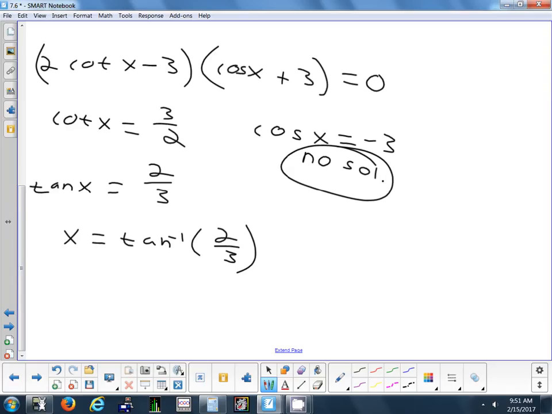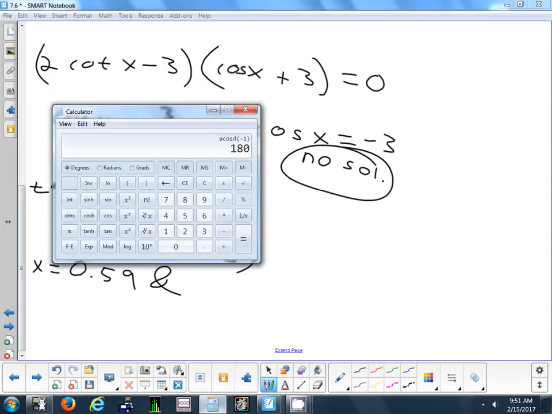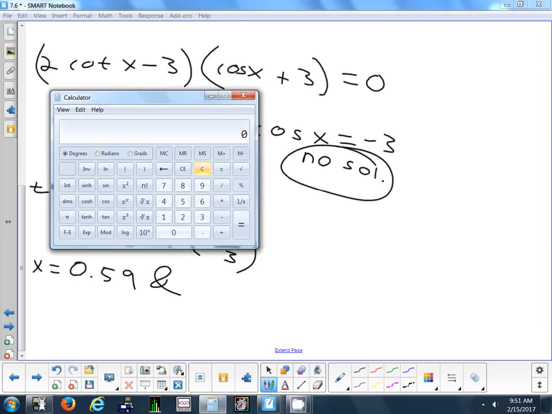Right? So now when you type that in, you get 2 answers. That is going to give you 0.59. And what other quadrant is tangent positive in? Yeah, in the third. So what's the formula to get an answer in the third quadrant? 180 plus that. Yep. So the other one is 3.73.